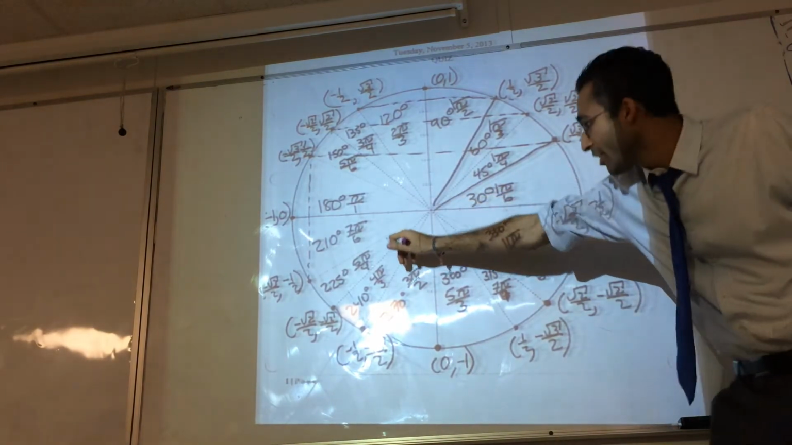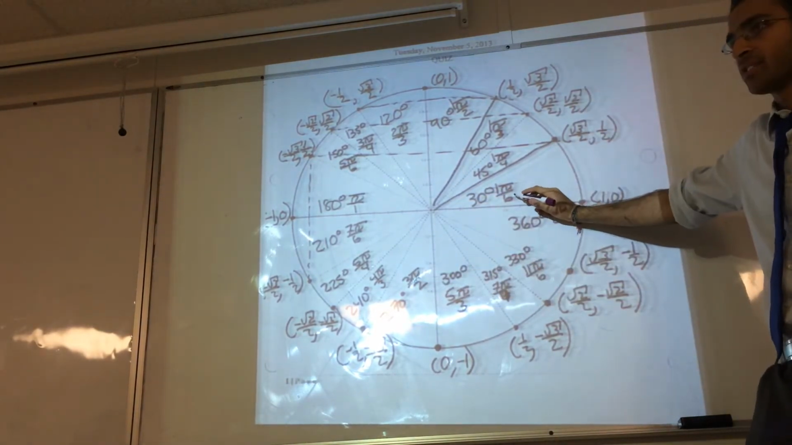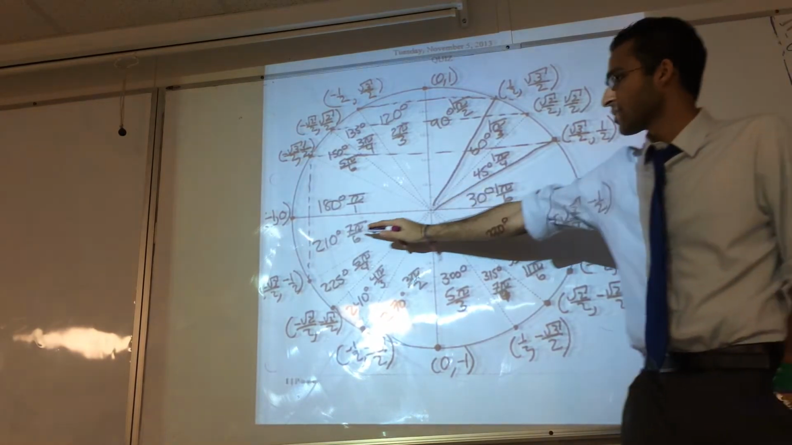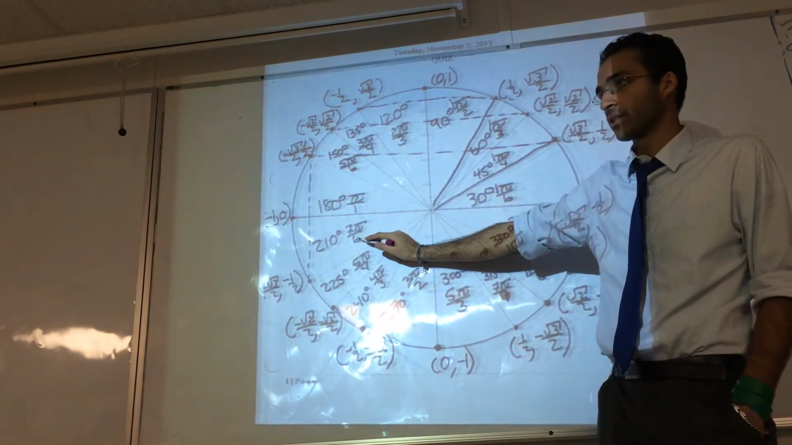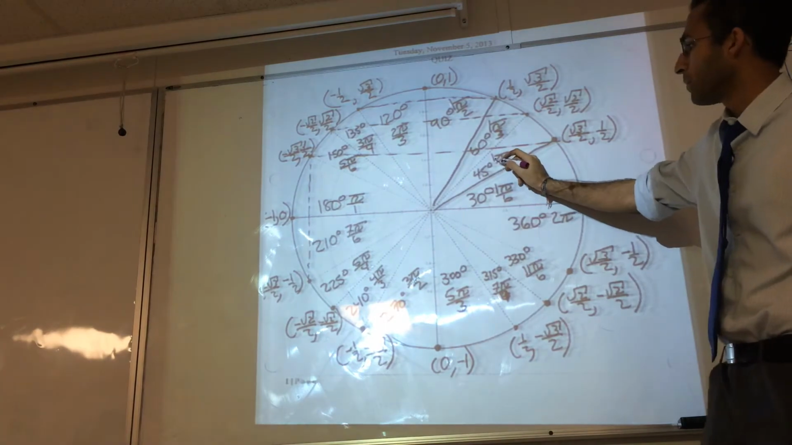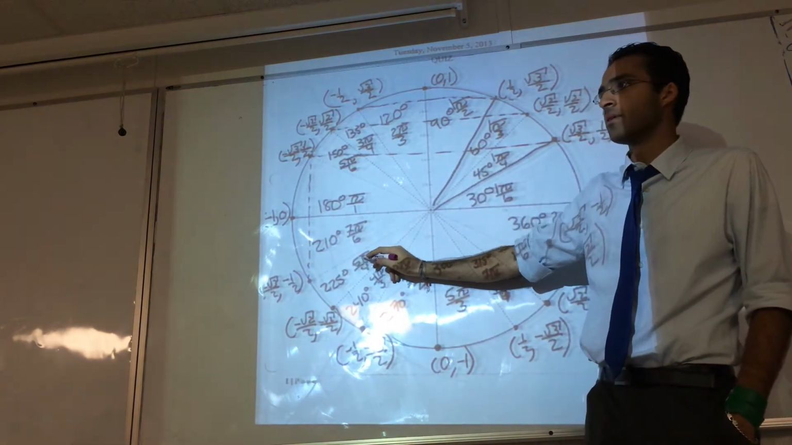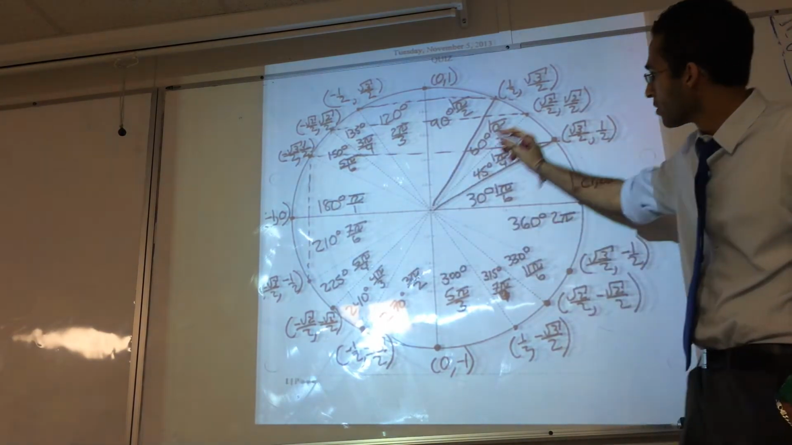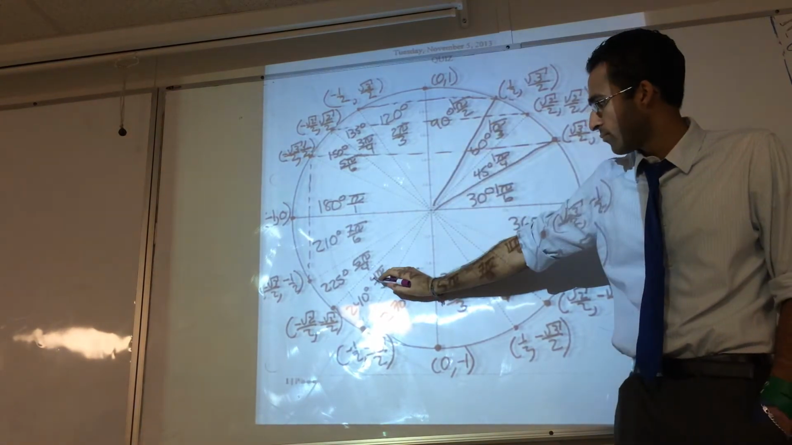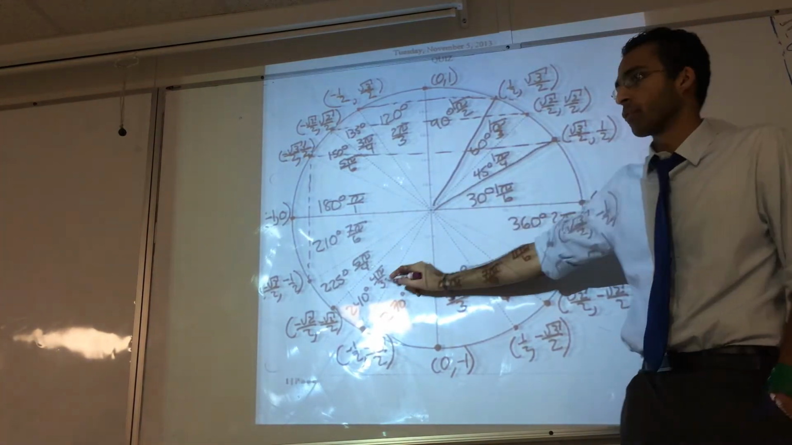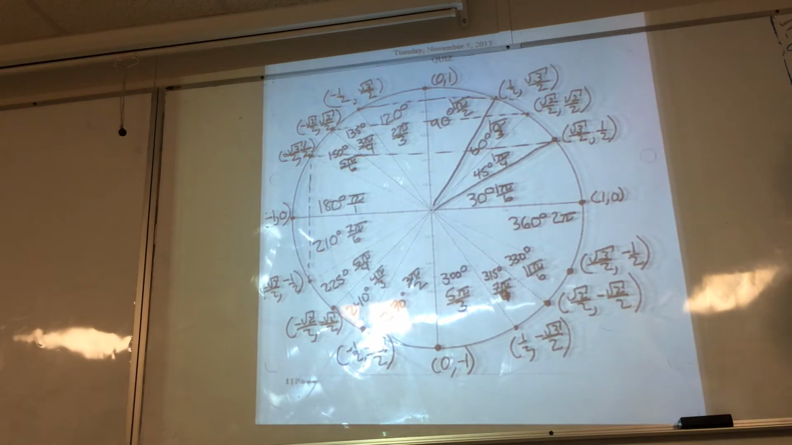And then down here, we say 6 plus 1, 7 pi over 6. 4 plus 1, 5 pi over 4. 3 plus 1, 4 pi over 3, and so on. So, questions?